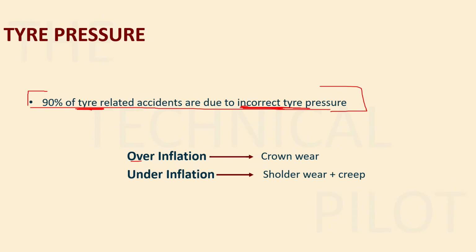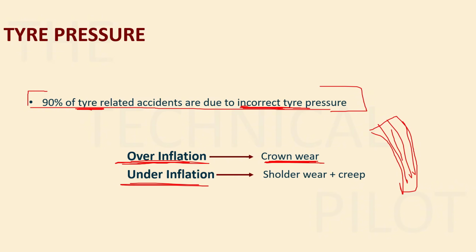And what will happen if you overinflate the tire? If you fill in more pressure in your tire than required, you can have a crown wear. The crown is the top portion of the tire, on which the treads were made. This could get damaged, so you can have crown wear. And if you underinflate the tire, then you can have a shoulder wear or a creep. The shoulder is this part, so you can have a shoulder wear or a creep. So this is the problem with overinflating and underinflating the tire.